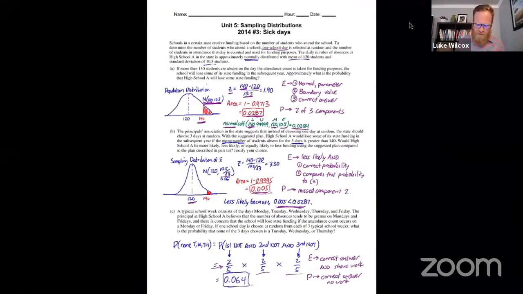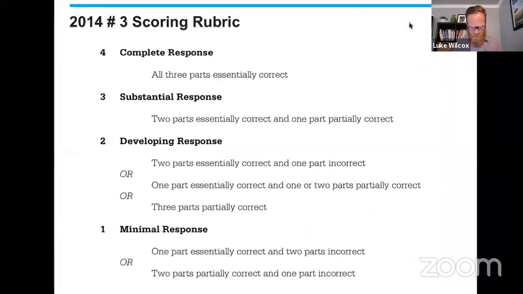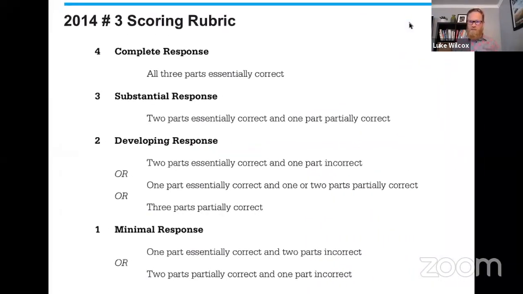We need to now convert that into a score out of 4. And I think that this rubric is going to look very similar to the first 2. All 3 parts essentially correct for a 4, 2 parts essentially correct and 1 part partial for a 3, and then several different ways of getting a 2, a couple of different ways of getting a 1, and even a possibility of getting 0.